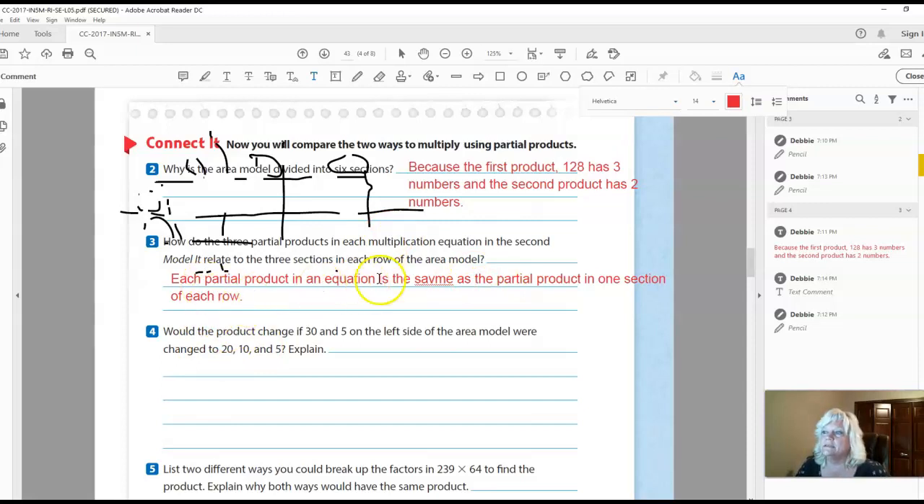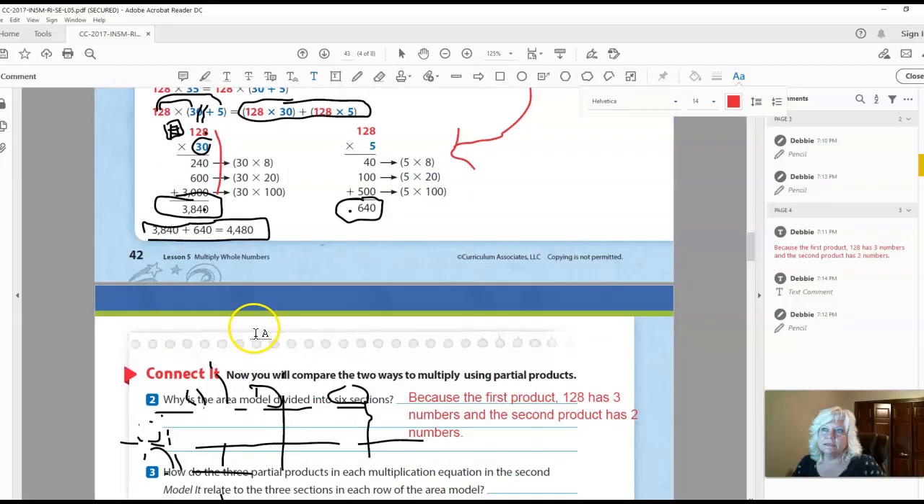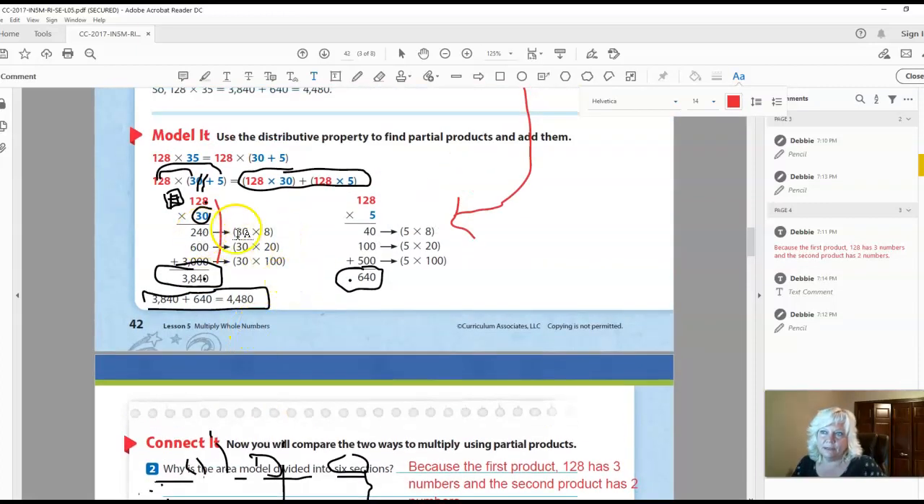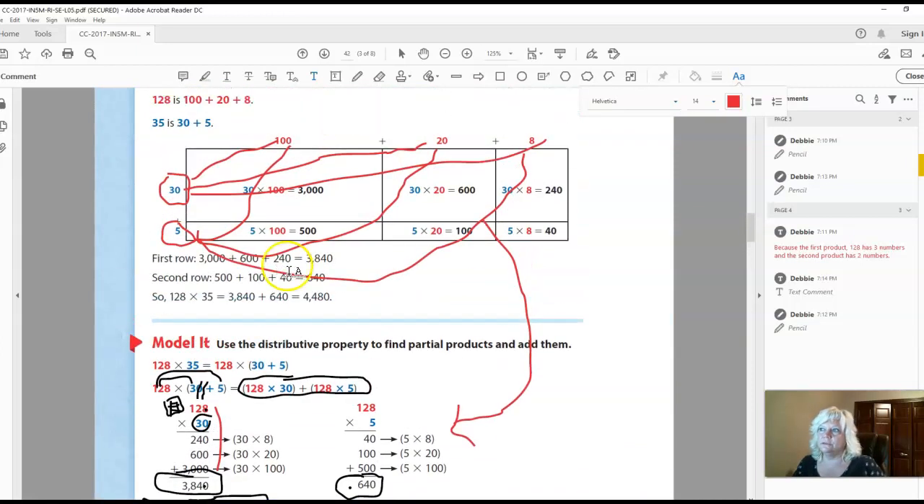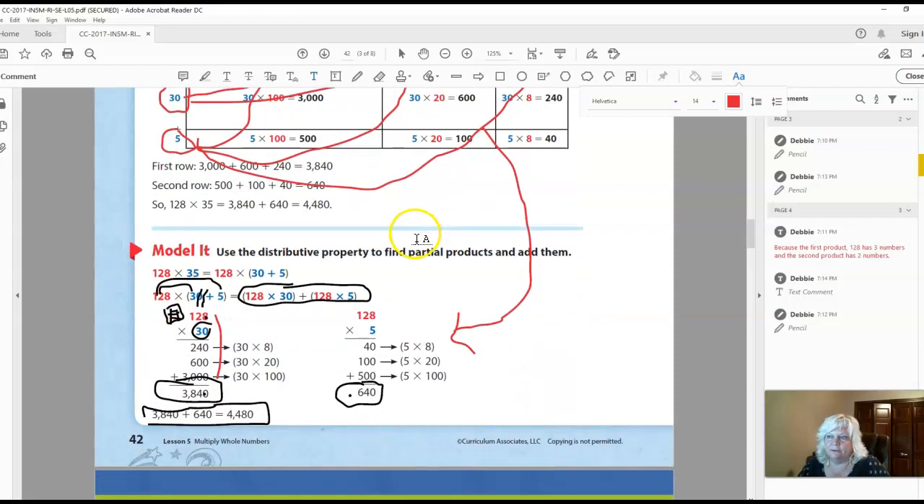What they're saying is, each partial product that we came up with down here, that 240, that 600, those are also partial products up here. So 30 times 8 was 240, 30 times 20 was 600, and the 3,000. So these products down here are the same as they are up here.